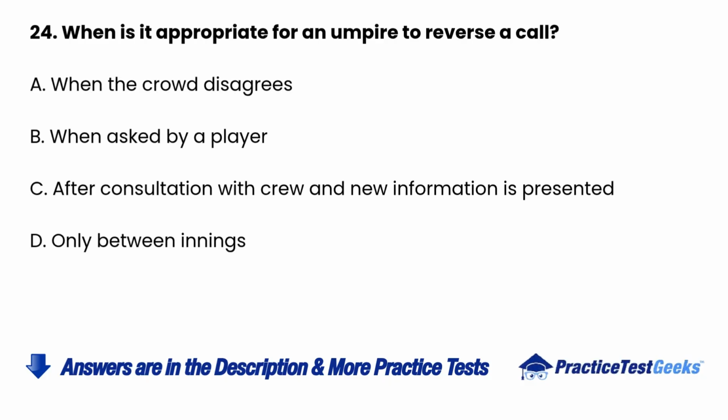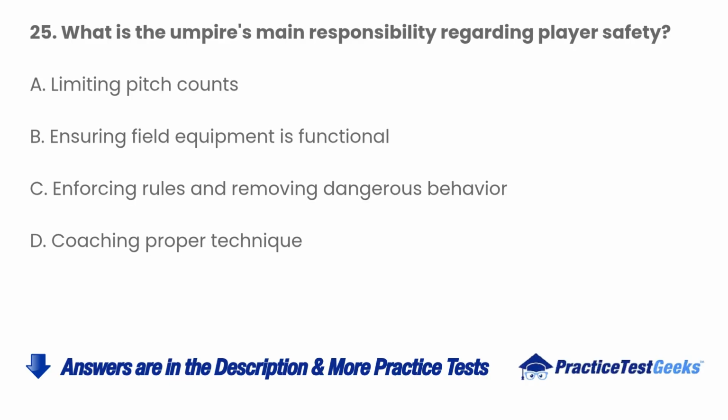24. When is it appropriate for an umpire to reverse a call? A. When the crowd disagrees. B. When asked by a player. C. After consultation with crew and new information is presented. D. Only between innings.